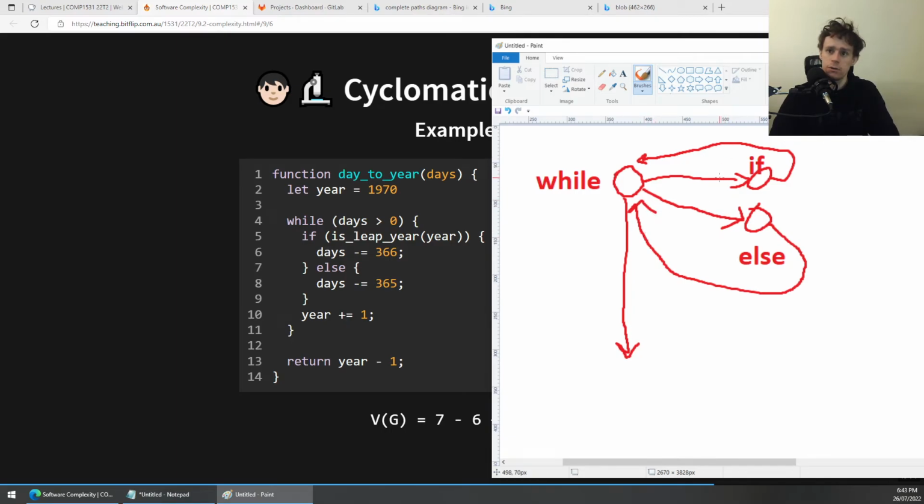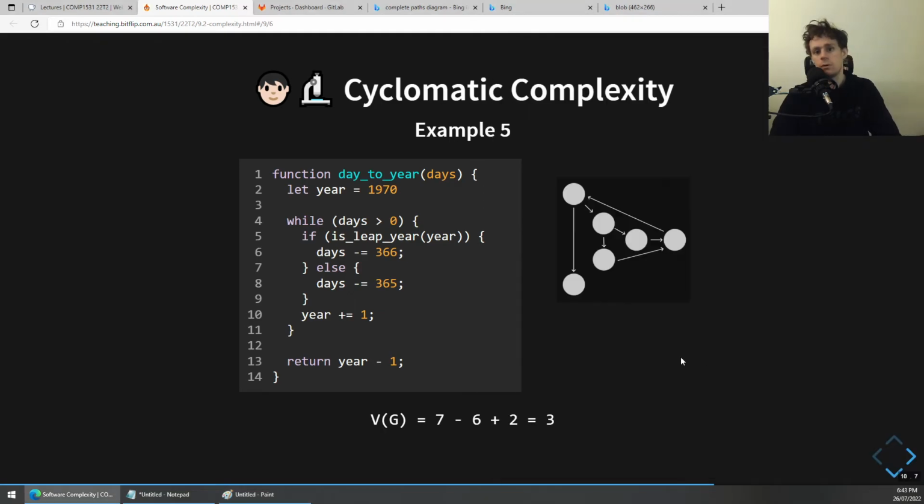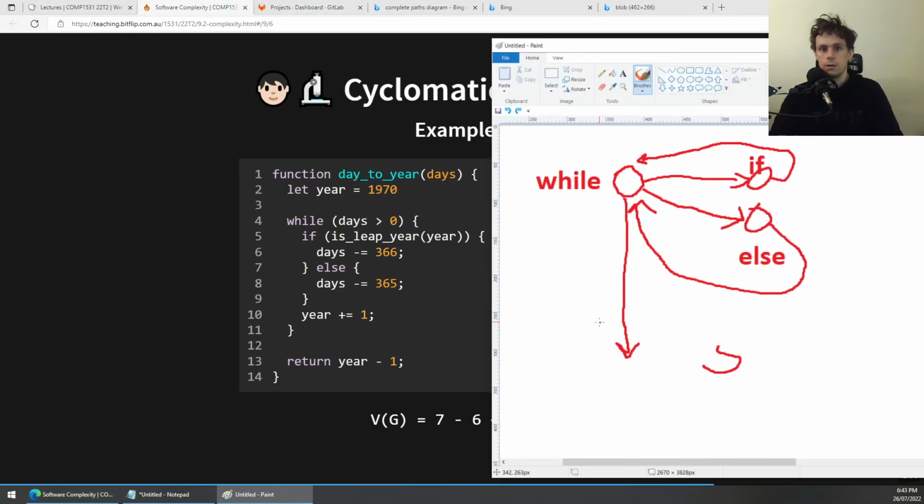How many lines have we got? 1, 2, 3, 4, 5. How many nodes have we got? 3. Is it 4? Oh, no, I've done it wrong. Oh, what have I done wrong here? Okay, let's have a look. So you always have to go into either the if or the else.